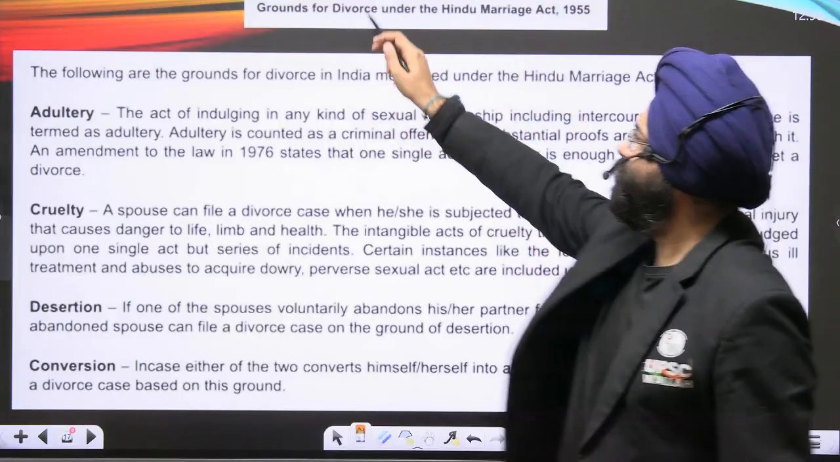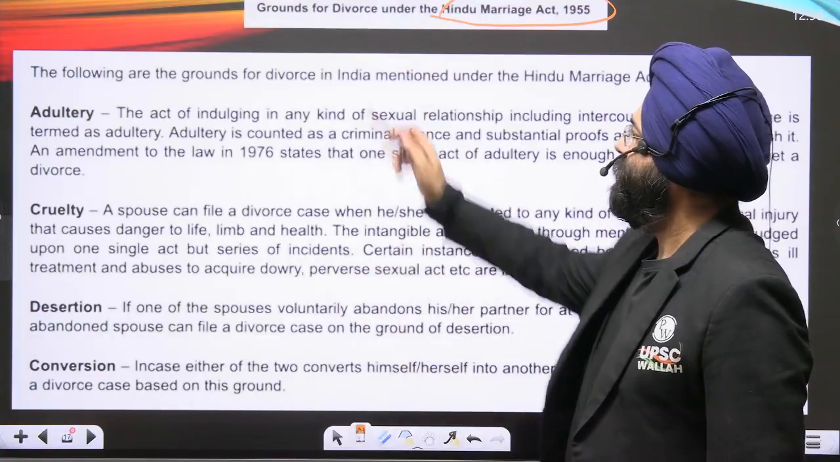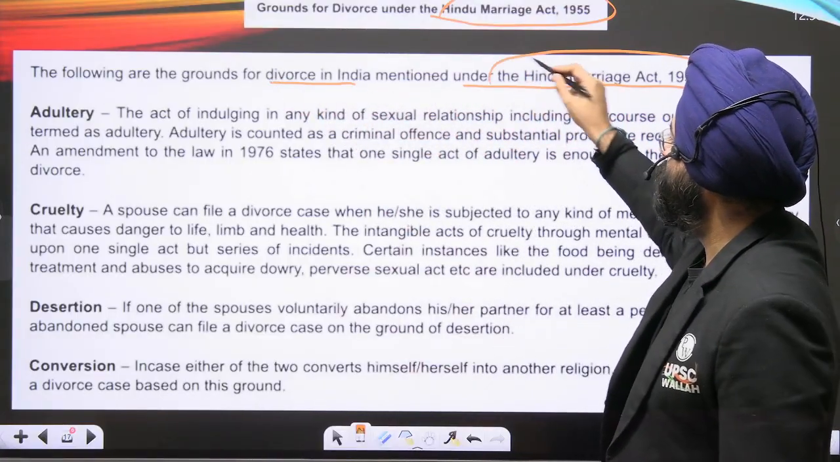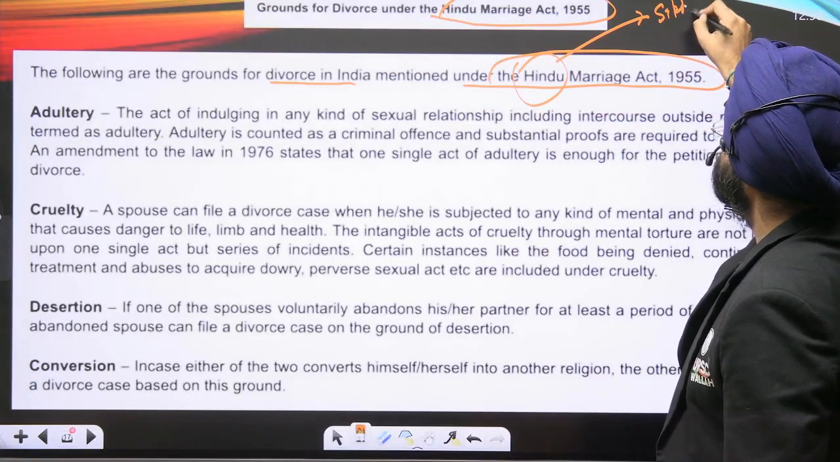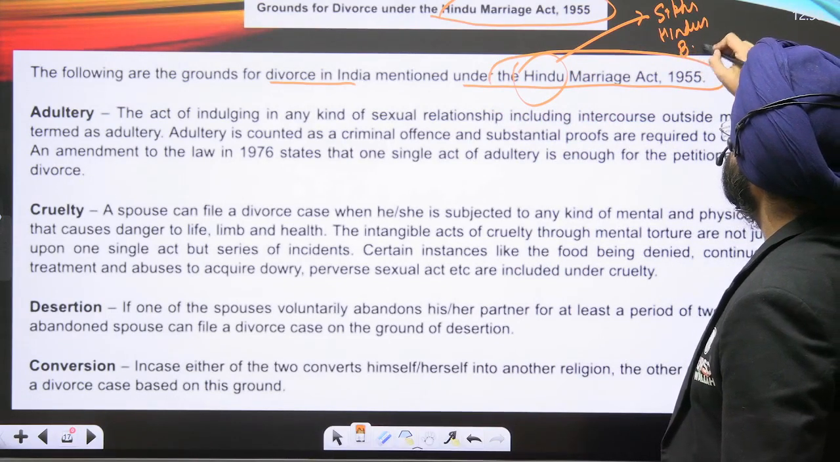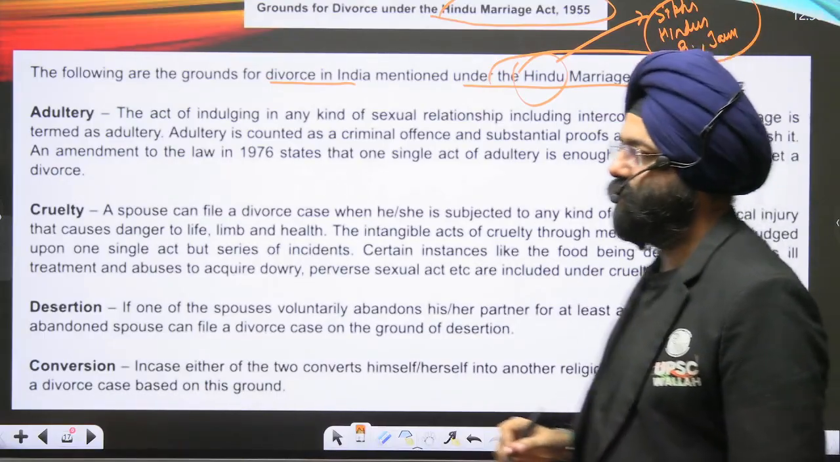Let's see the grounds for divorce under the Hindu Marriage Act of 1955. Under this act, divorce in India can be granted. Please understand, under the Hindu Marriage Act, which religions do you have? You have Sikhs, Hindus, Buddhists, and Jains, right? These four religions are basically under the gamut of the Hindu Marriage Act.